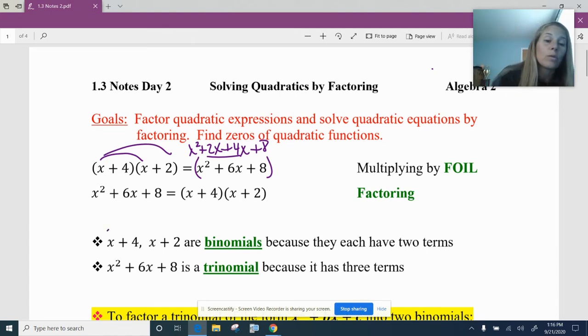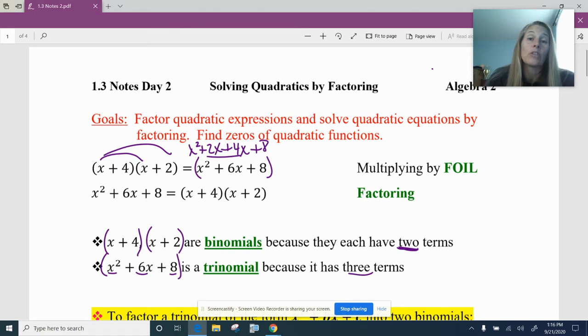So x plus 4 and x plus 2 are each considered binomials because they each have two terms. The x and the 4 are each a term, the x and the 2 are each a term, and they're separated by those plus signs. Then a trinomial has three terms separated by those addition signs, and that's why it's called a trinomial.